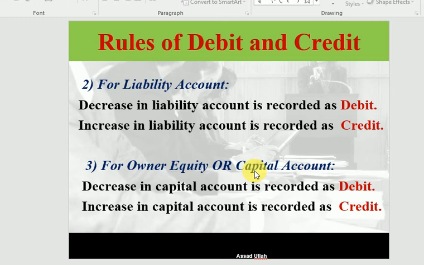1,50,000. Why? 1,00,000 was already the investment of the owner, and the owner makes a new investment of $50,000 further. So now the total capital or total equity of the owner is 1,50,000. So equity is increased, and when equity is increased, the increase in equity or increase in capital is recorded as a credit. How? Now look at it.